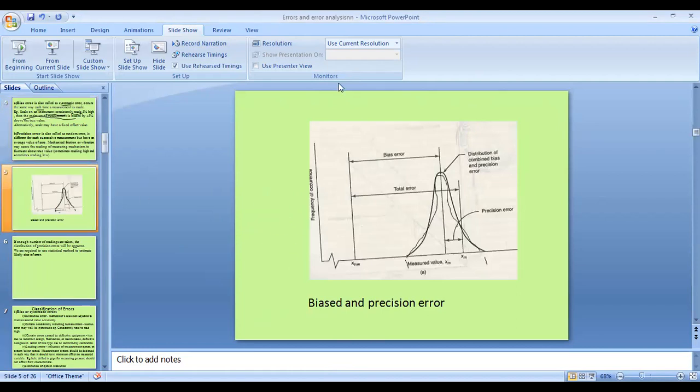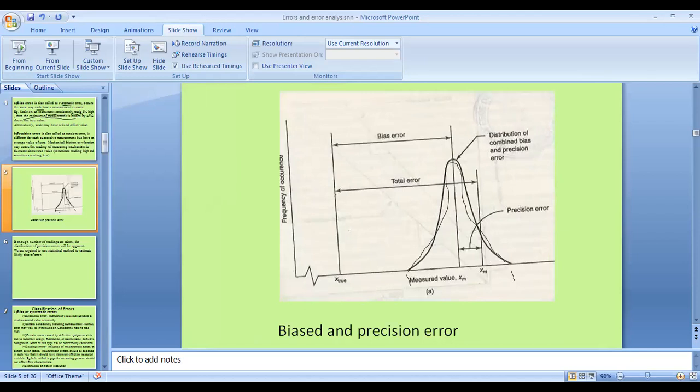Now we'll go to this dome. Now here you can see, I'll make it a little bit bigger. You can see here the dome. This dome is actually representing the precision error. We know the bias error is how far it is from the true value. And plus minus 3 sigma will be the precision error.